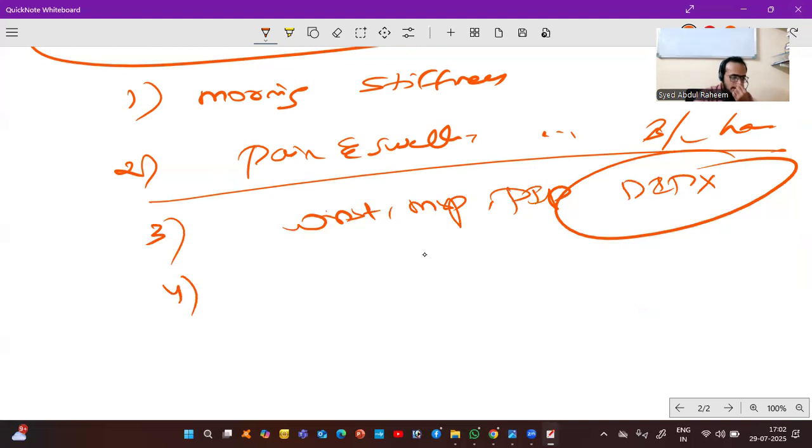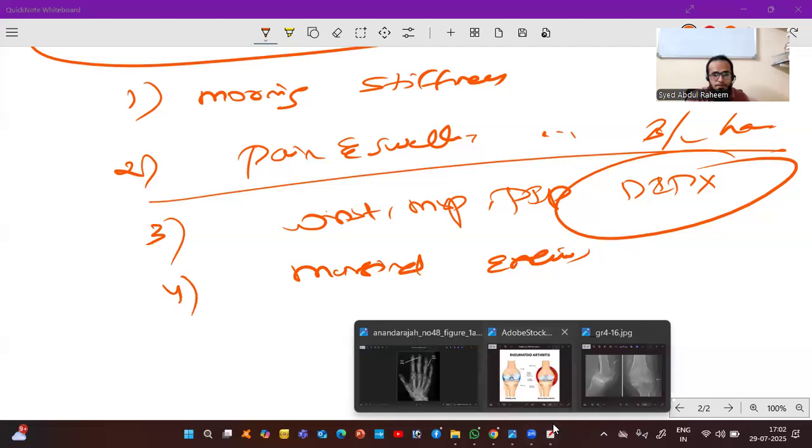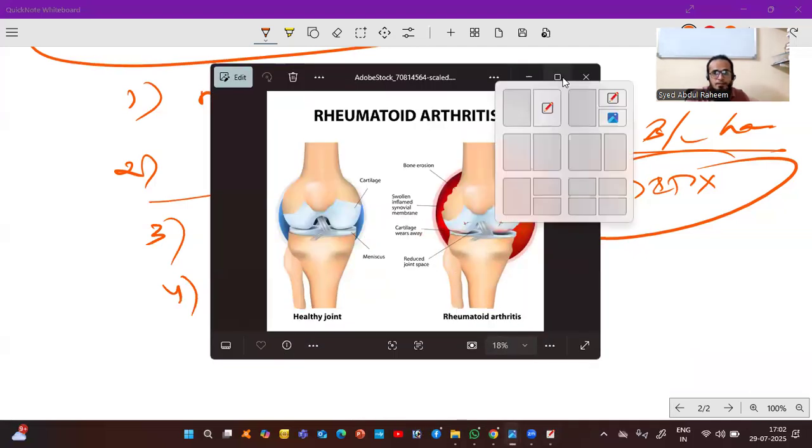And the third thing you have to remember, other than the symptoms, the fourth one is that the patient has marginal erosions. Marginal erosions mean the articular cartilage is damaged, and then the synovial joint is involved. So this is what we call marginal erosion. You can see this in this image.